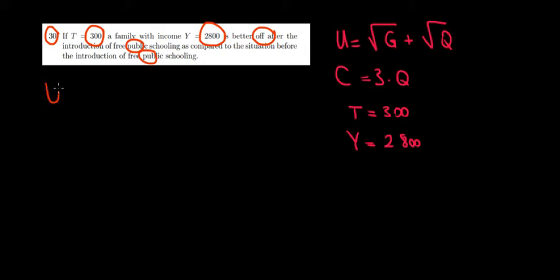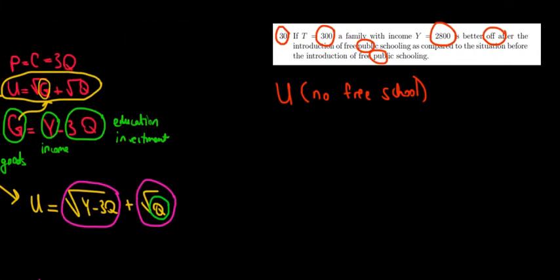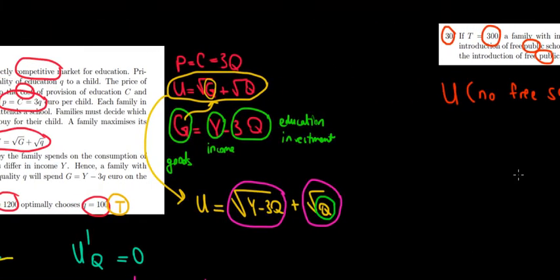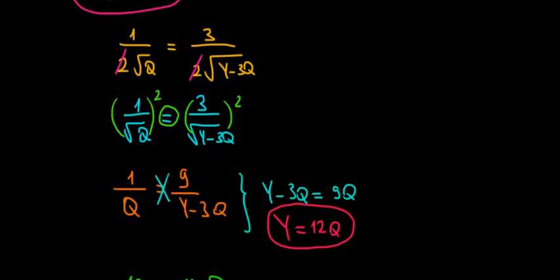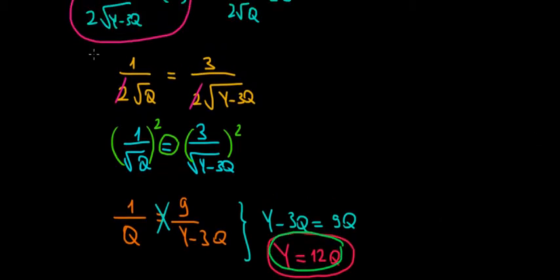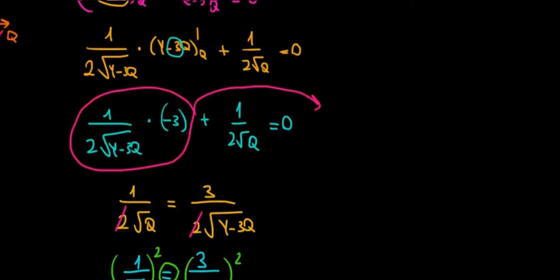Now let's see, what is the utility of the family when there is no free school? First of all, let's recall what we calculated in a couple of videos ago, the optimal quality. We found the relationship between the income and the quality, and that's y equals 12q. We'll keep that relationship in mind. Let's just crop it from here and copy and paste it above.